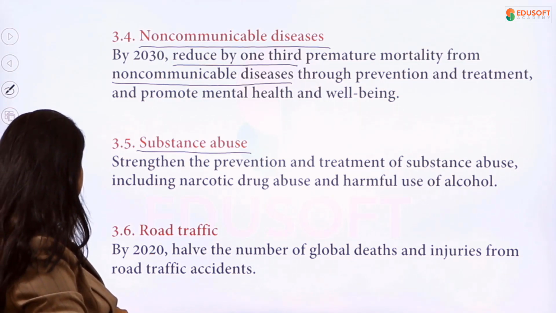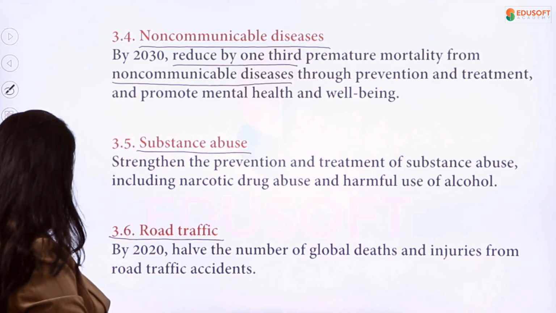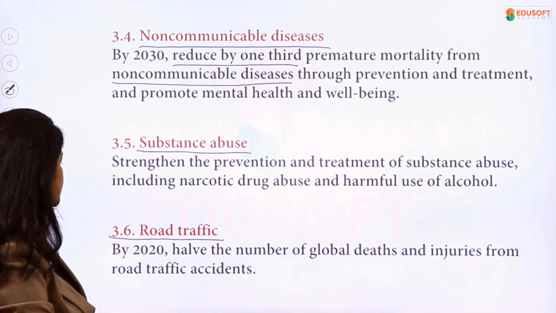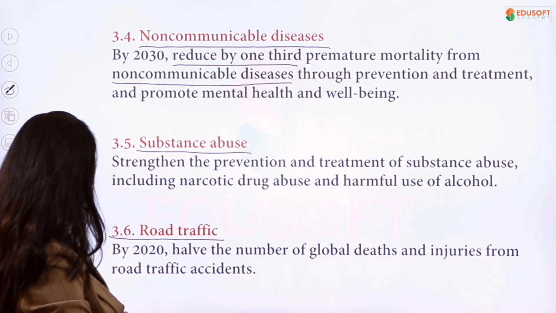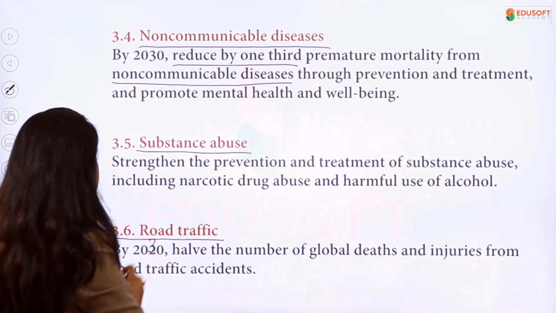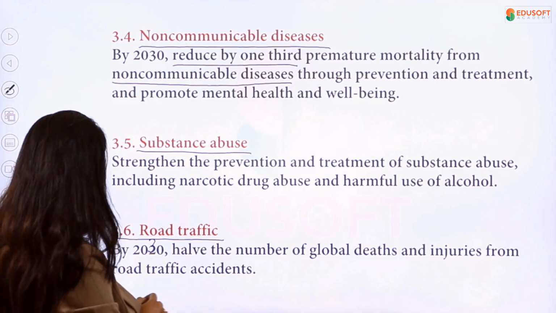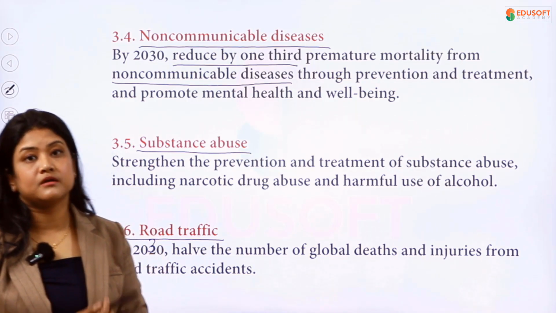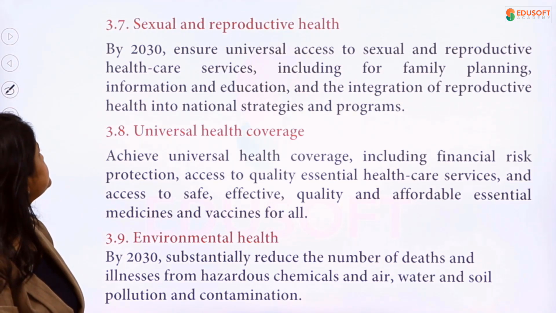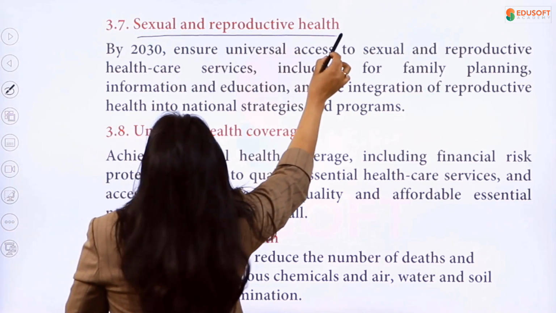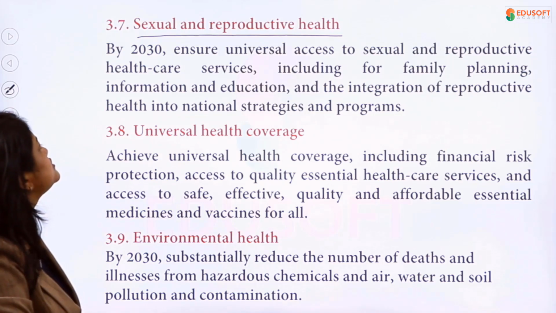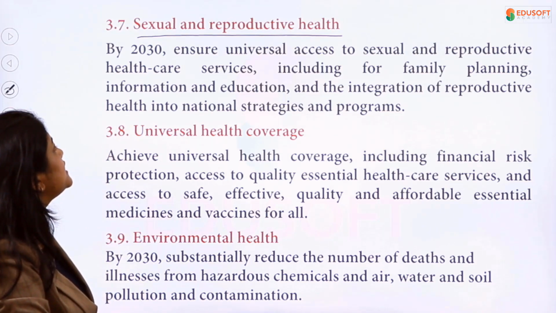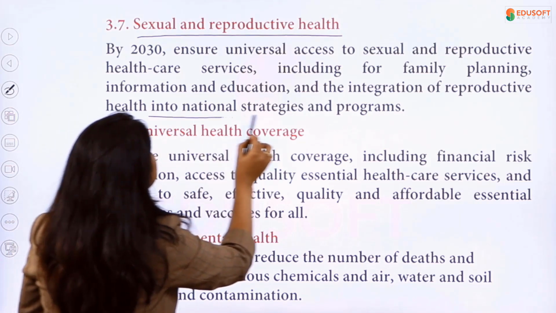Target 3.6, road traffic. This target aims to achieve by 2020, I think it should be 2030, there's a slight mistake in the slide, half the number of global deaths and injuries from road traffic accidents. So these are the targets, and what they want to achieve I have shown you already. Target 3.7 is sexual and reproductive health. By 2030, ensure universal access to sexual and reproductive health care services, including for family planning, information and education, and the integration of reproductive health into national strategies and programs.